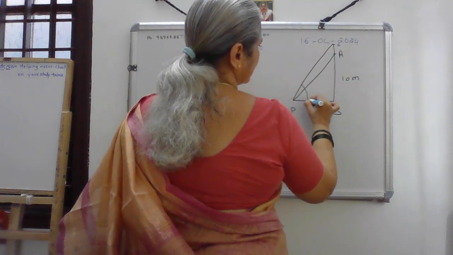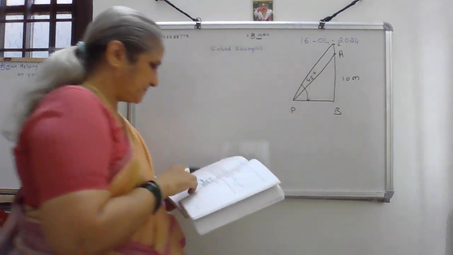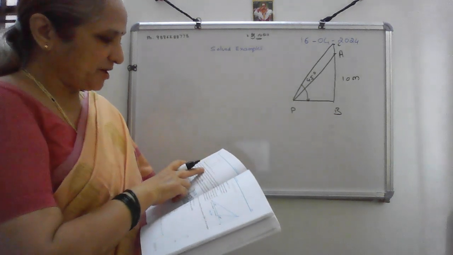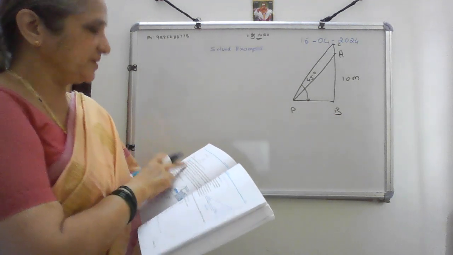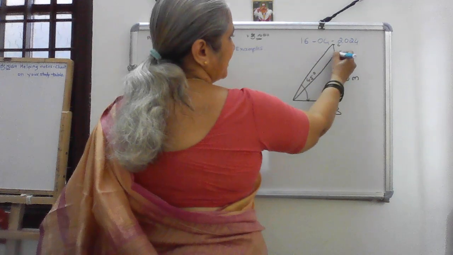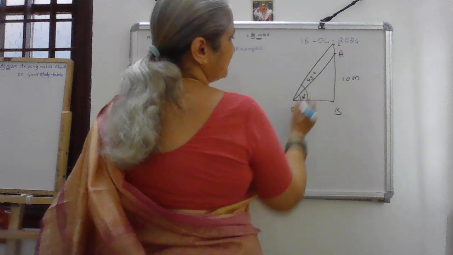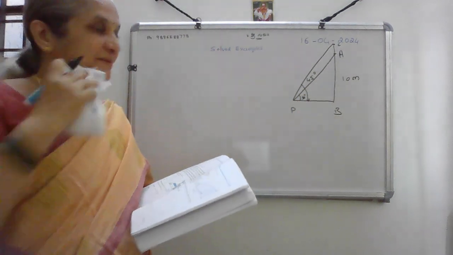This angle is 45 degrees. And from a point P on the ground, the angle of elevation of the top of a 10-meter tall building, this is building AB, is 30 degrees. Don't get confused when drawing the angles.